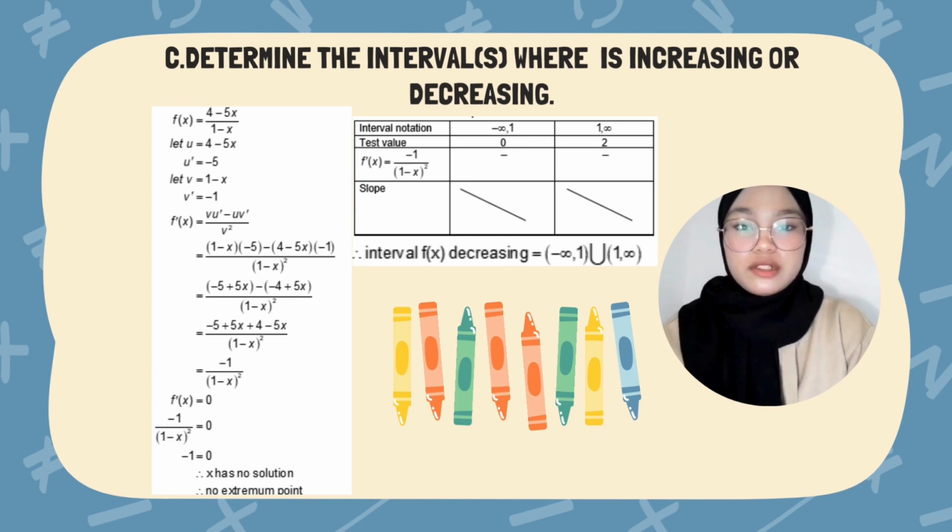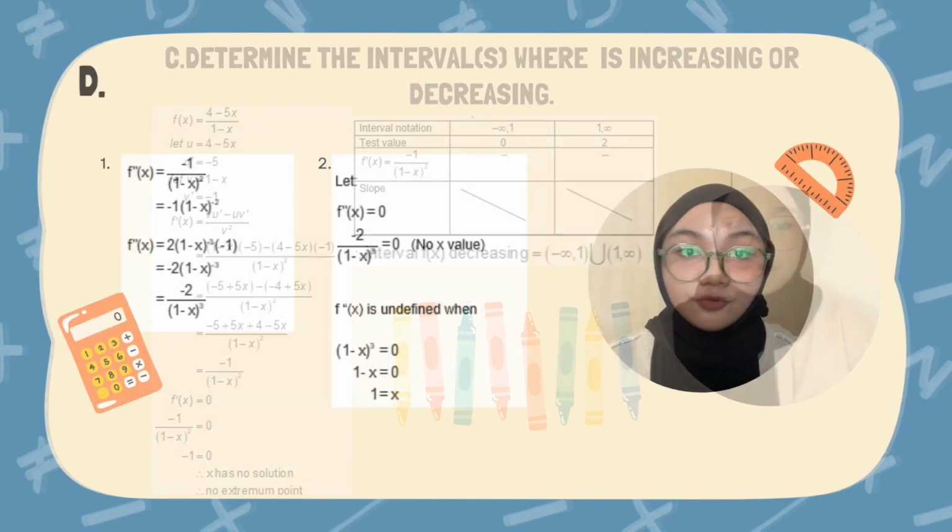So we build a table with interval notation using negative infinity to 1 and 1 to infinity. As test values, we are using 0 and 2 because 0 is between negative infinity and 1, and 2 is between 1 and infinity. The sign of f prime of x equals negative 1 over (1 minus x) squared. We substitute the test values into the sign and we got both negative. If it is negative, the slope will be decreasing. So f(x) is decreasing on the interval negative infinity to 1 union 1 to infinity. We move on to question 2d.